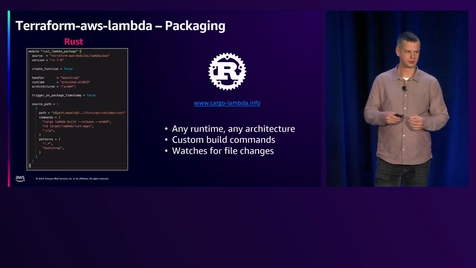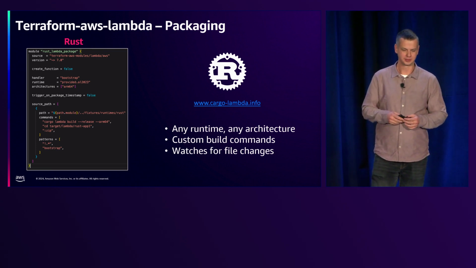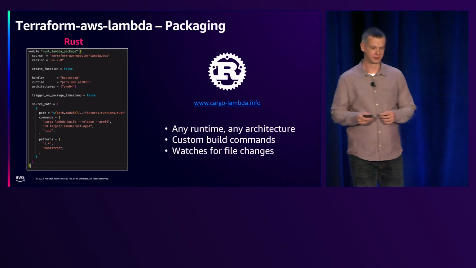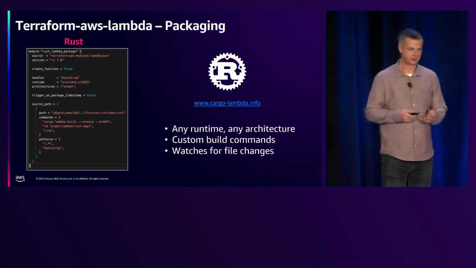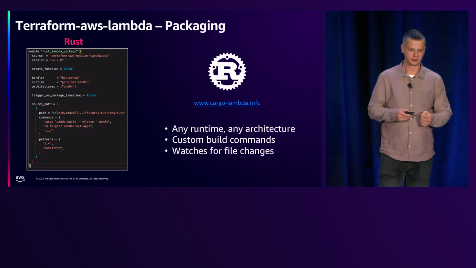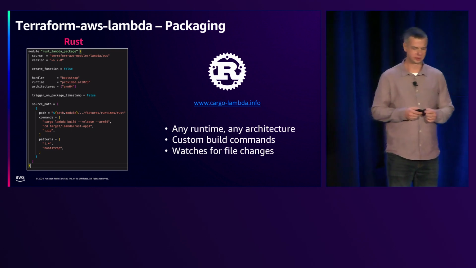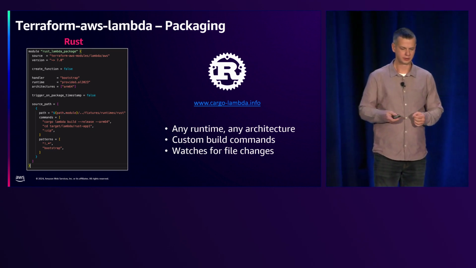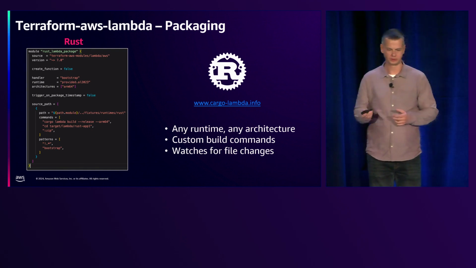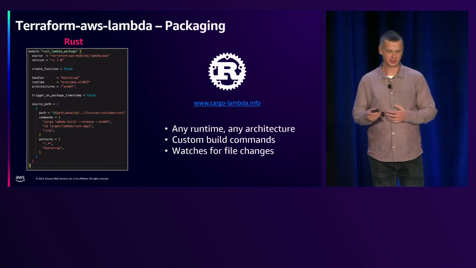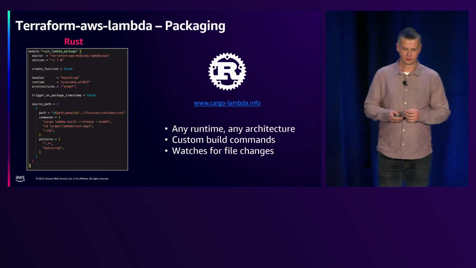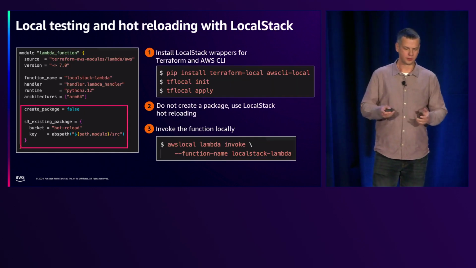Also, of course, who doesn't speak about Rust, right? I mean, let's rewrite everything to Rust. So now you can do this with the Terraform AWS Lambda module, because there is a way to build packages using Cargo Lambda library, and also it is shown how to build a Rust Lambda package using this module. All of this is open source, obviously.